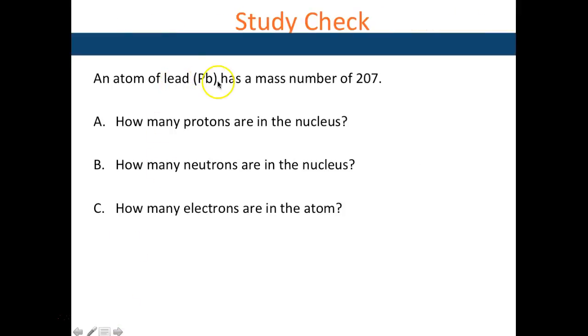All right, so an atom of lead has a mass number of 207. How many protons are in the nucleus? It would be 82. Lead is element number 82. How many neutrons are in the nucleus? That would be 207 minus 82, so that's 125. How many electrons are in the atom? The electrons would be the same as the proton number, and that would be 82.